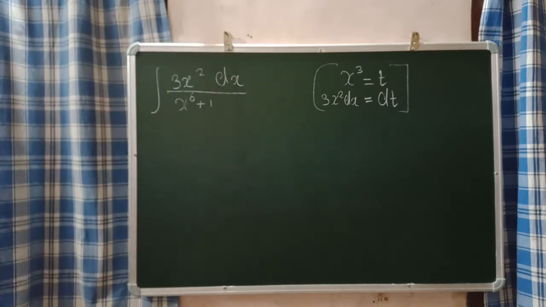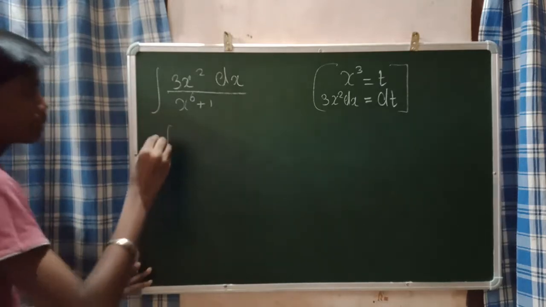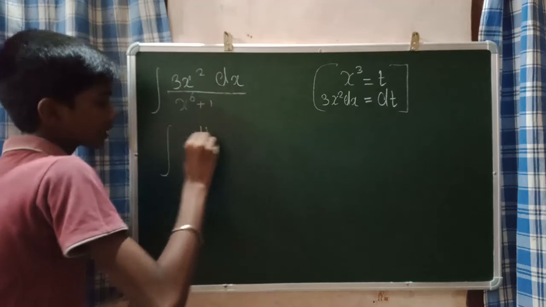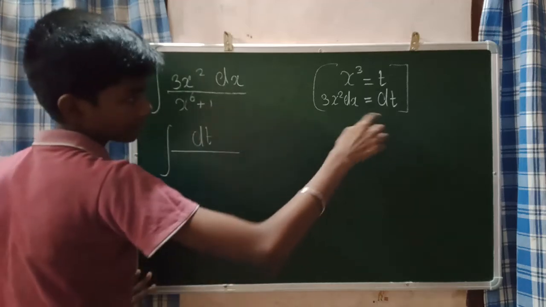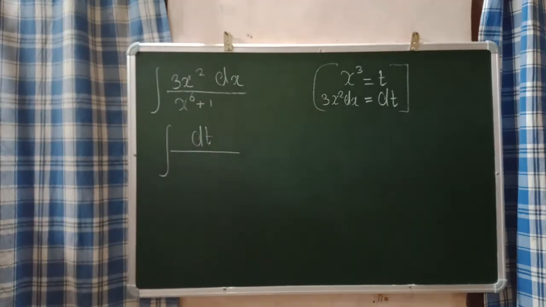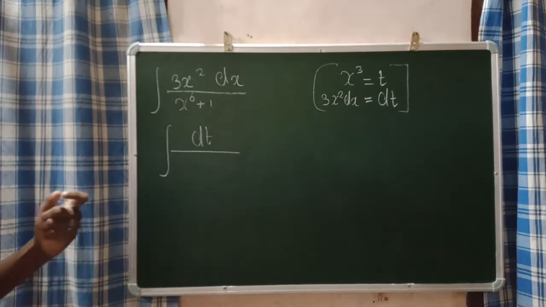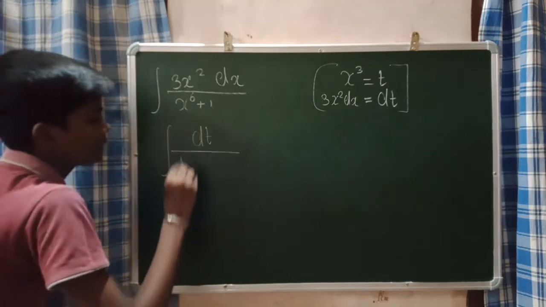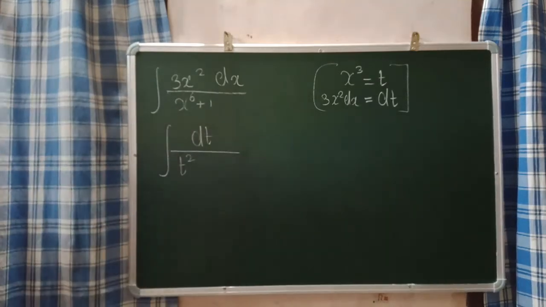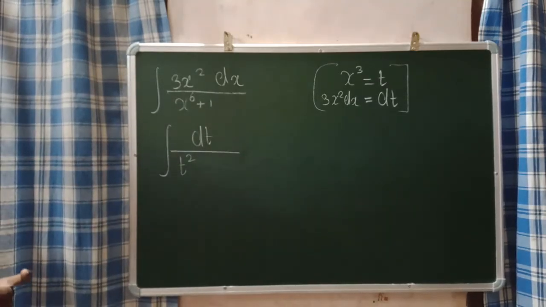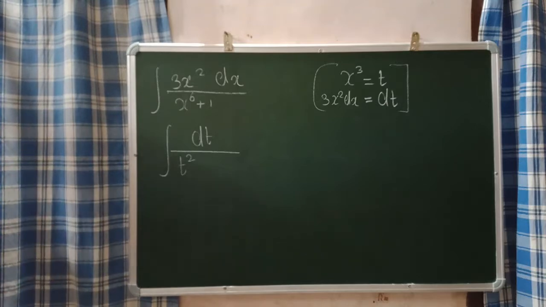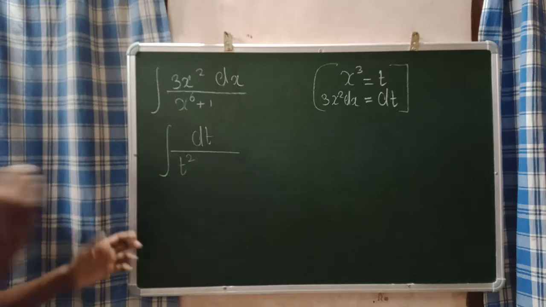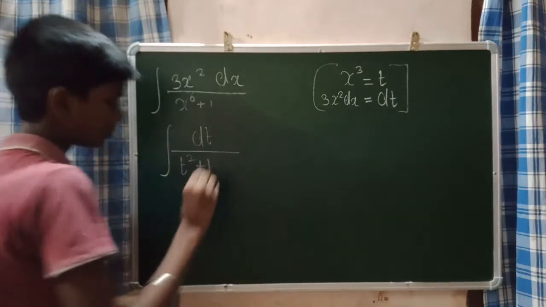Now when I apply this substitution in this integral, I can write the same integral as 3x square dx. What is 3x square dx? 3x square dx is dt, and that is what I have in the numerator. Then divided by x power 6 plus 1. What is x power 6? The x power 6 is t square, because we know that t is x cube. If t is x cube, then x power 6 will be t square. Such a simple concept. Then plus 1.